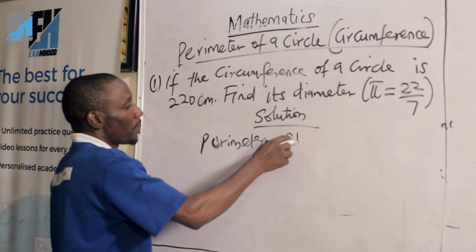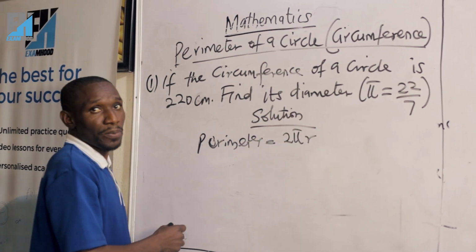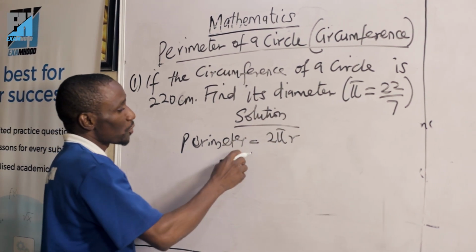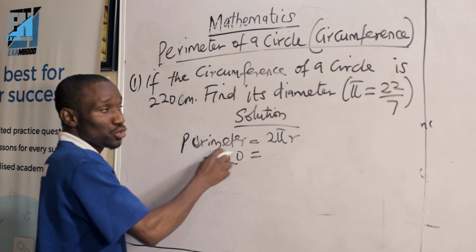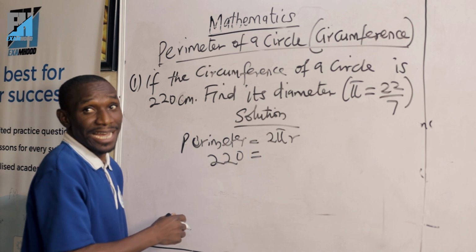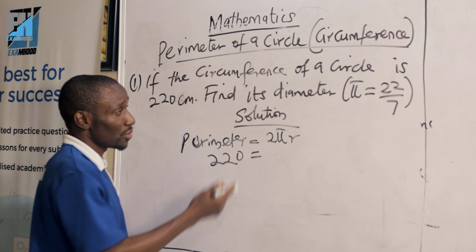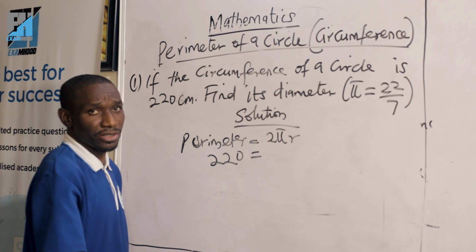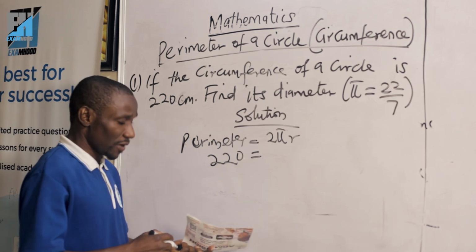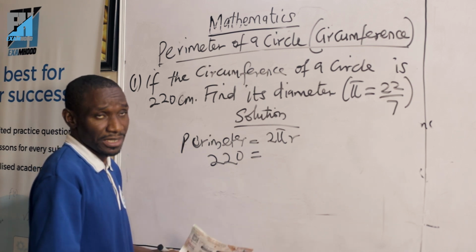So now perimeter of a circle is equal to 2 pi r. 2 pi what? r. So in this problem, you are given the perimeter to be 220, and we have to find the diameter. Before you get the diameter, you're going to find the radius, because 2 times radius will give you the diameter.